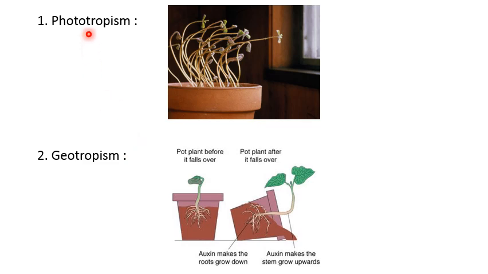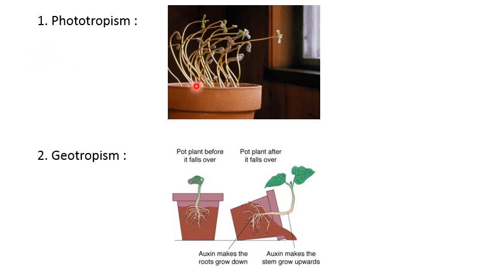So photo means light, phototropism. So here growing organs like shoots, roots, etc., they respond to the influence of light. The shoots are always positively phototropic and the roots will be negatively phototropic. Sorry, shoots are positively phototropic, so they move towards light, and roots are negatively phototropic, so they move away from light.